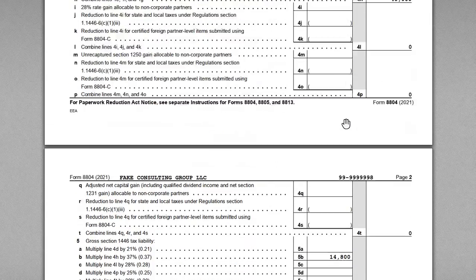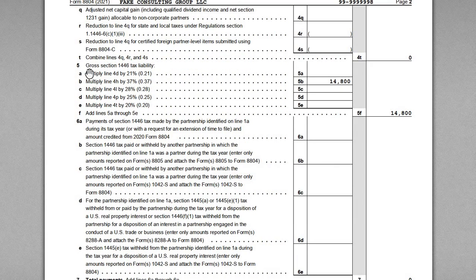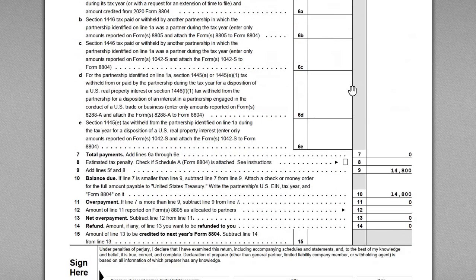Now, the reason why you have to separate these two is because of the tax rate calculation on the second page, right? So the gross 1446 tax liability, 21% times the corporate partner amount, 37% times the non-corporate partner allocation. And again, that's the $14,800, which is 37% of $40,000. And then at the bottom here, we have the balance due. Okay, so in this case, the partnership didn't make any estimated payments during the year, so the entire balance due is going to be owed with the filing of this form.